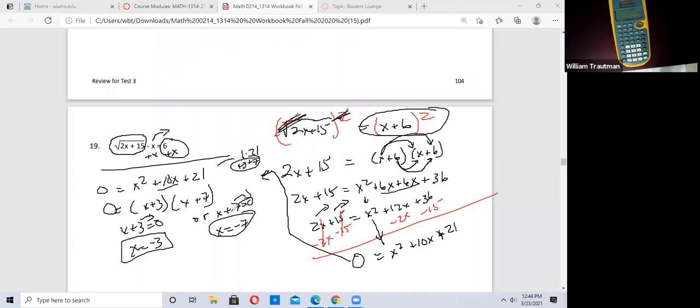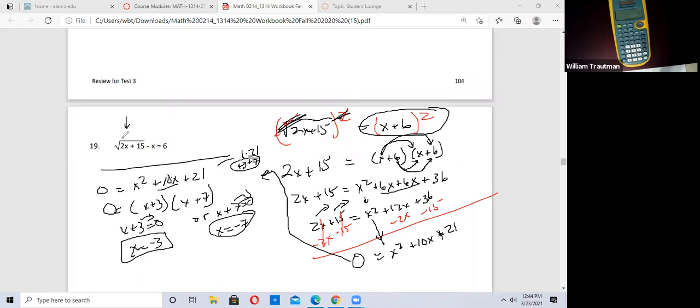However, what could be tricky about those two answers? What do you have to do with these two answers? You have to check them. When we do square roots, you have to plug them back in to make sure they work, they hold true.